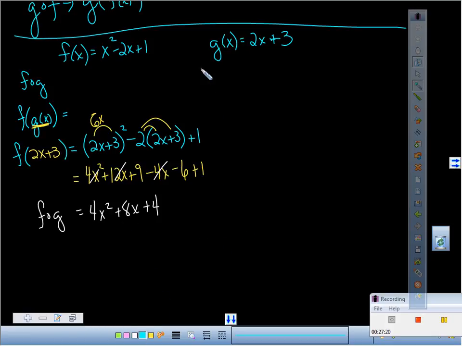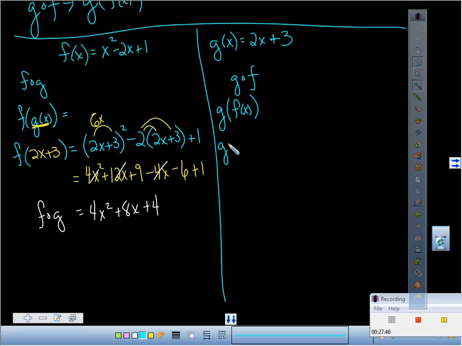All right, now let's do the other one. Let's do g composite f. What is that the same thing as, guys? g of f of x. Now what are you going to do? Very good. I'm going to plug f of x in. So g of x squared minus 2x plus 1.